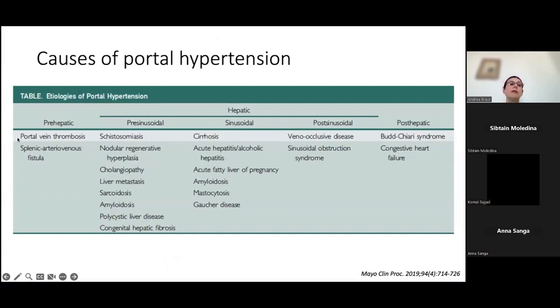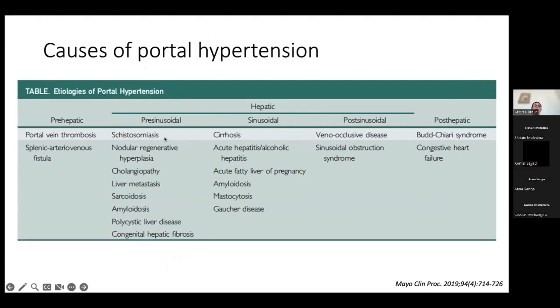Those that I think are fairly common is the portal vein thrombosis. Maybe in some countries, not in the US, schistosomiasis, obviously liver mets, amyloidosis, polycystic liver disease, we do see that. And then post-hepatic Budd-Chiari. And then congestive heart failure. That's why many of our patients with longstanding heart failure get congestive hepatopathy. And if that goes on for a long time, they get cirrhosis.